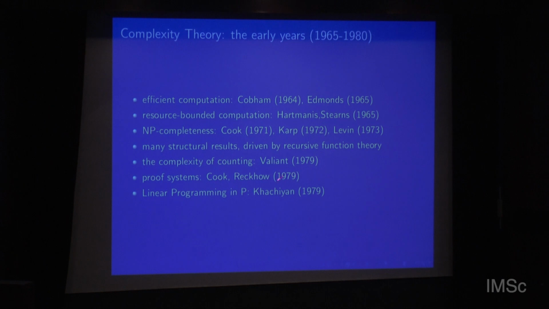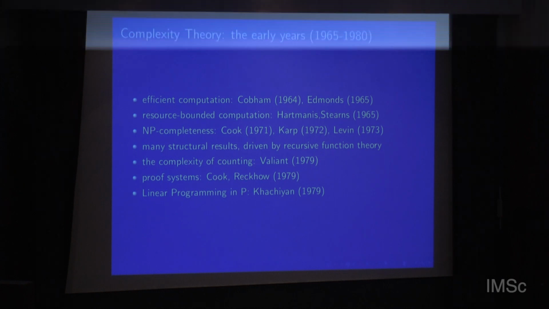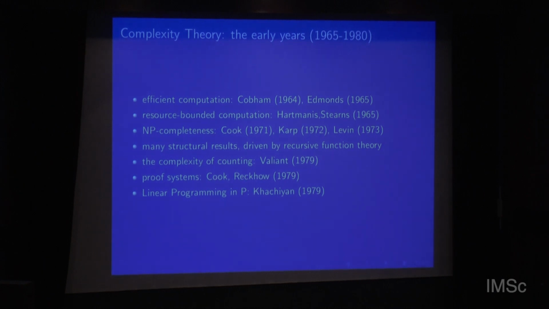At the same time, at the end of the decade, Cook and Reckhow proposed this notion of proof systems, trying to look at automated theorem proving procedures. What is the syntax in which one can write a proof so that a fairly dumb system can check that proof and certify that it is correct or it is not correct?